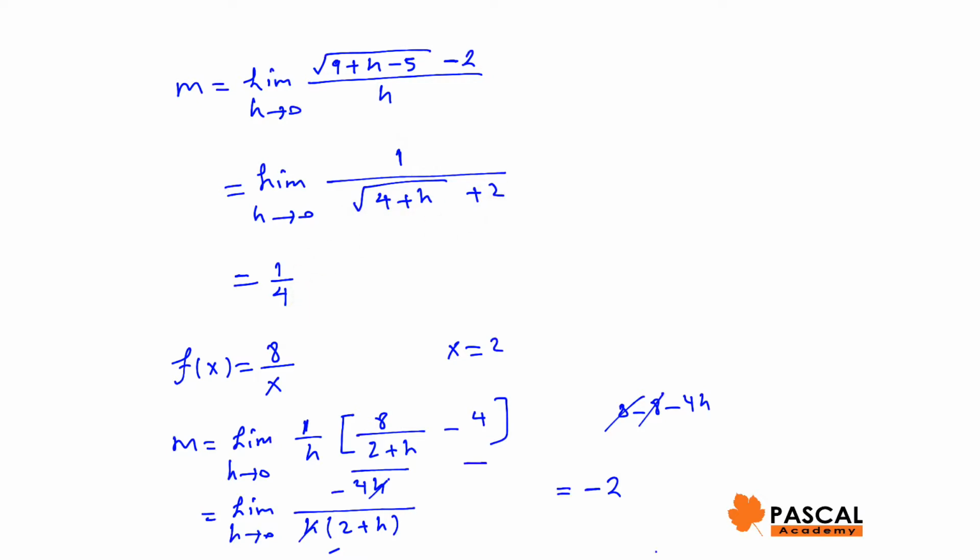For question number 10, f of 2 plus h minus f of 2 divided by h can be written as 1 over h times (8 over 2 plus h minus 4). The slope of the tangent line is the limit of the difference quotient as h approaches 0. We take the common denominator, 8 minus 4h. We reduce it by h, and when h approaches 0, the slope would be minus 4 divided by 2, which is negative 2.